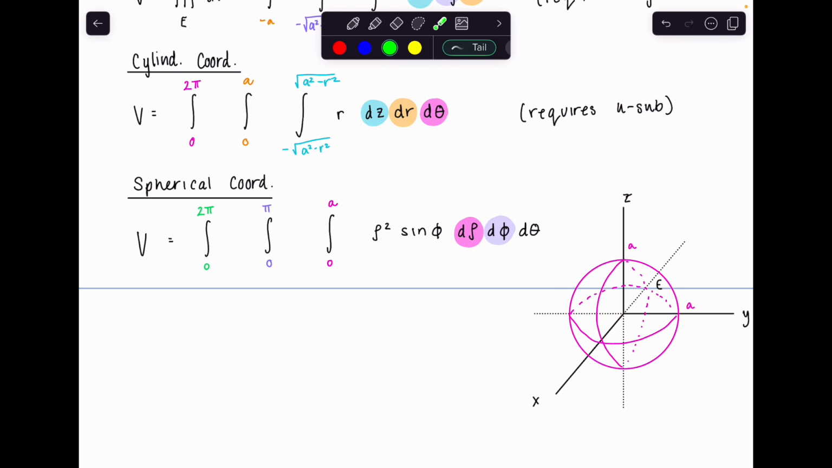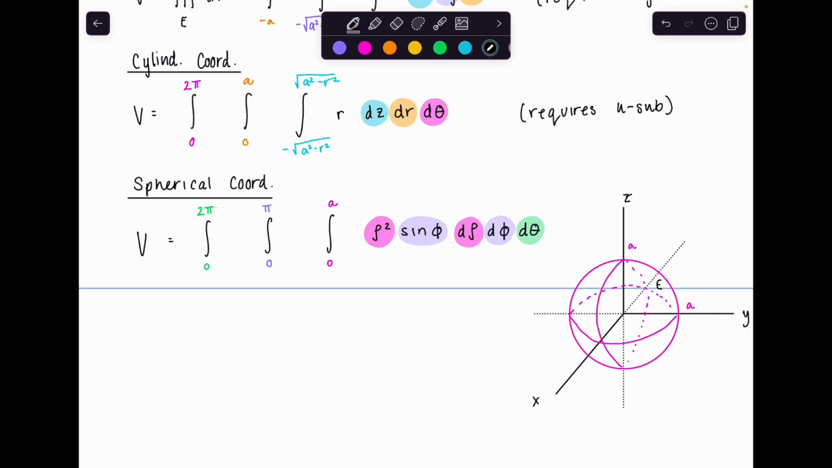The other thing that's super nice is this inside is separable. So I actually can break this apart into 3 different integrals. Rho squared will go with the rho bounds. Then we've got sine of phi. That's going to go with the phi bounds. And then lastly, d theta is just on its own with its bounds. There's nothing involving theta inside here.